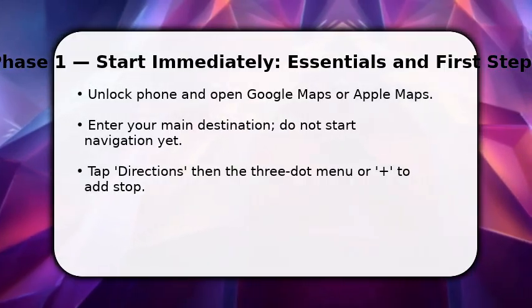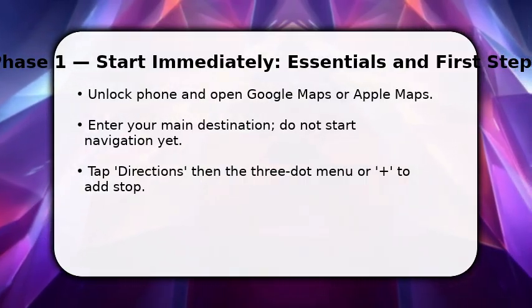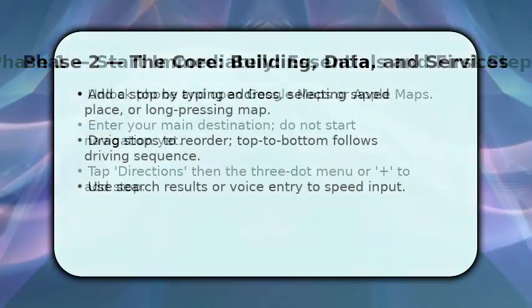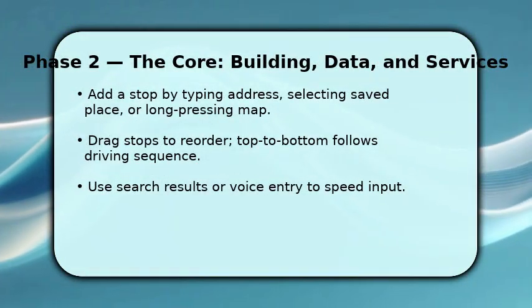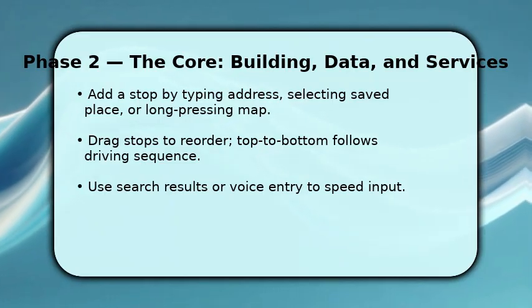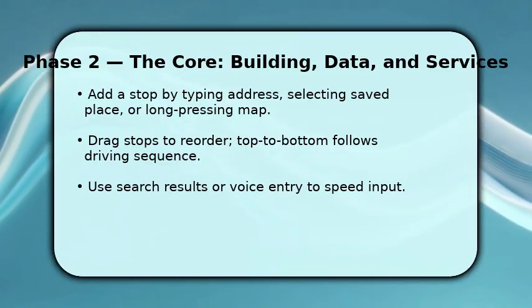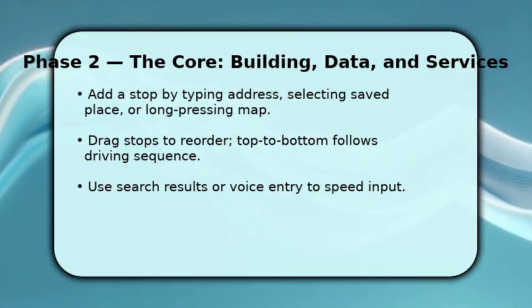Once done, you'll see fields for additional stops. Keep them ready for the next step, where you'll place stops precisely along the route. Now add each stop. Type an address, pick a saved place, or long press the map to drop a pin. After adding, reorganize stops by dragging them. The list order defines driving sequence, so make sure the closest or earliest stop is first.